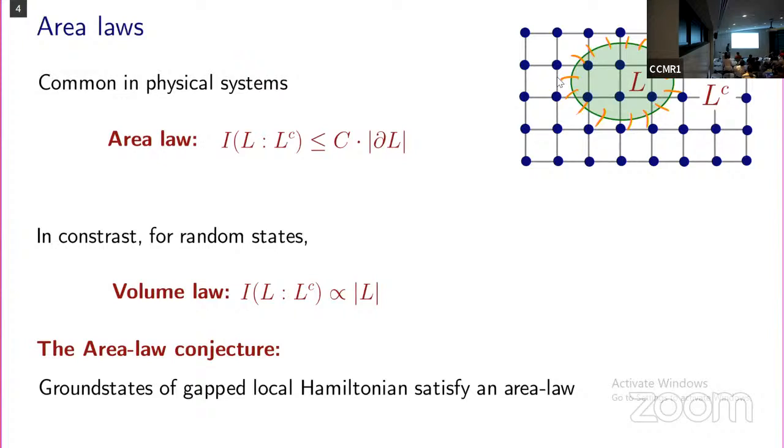It is a well-known conjecture in physics that if we look at ground states of local Hamiltonians with a gap, a spectral gap, so we assume that the difference between the first excited energy and the ground energy is constant and does not decay as the size of the system increases, then it is conjectured that the area law is satisfied.